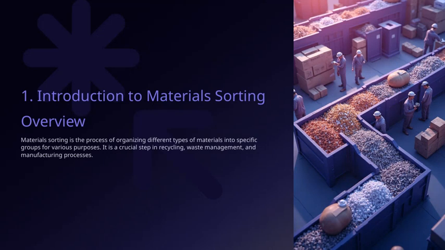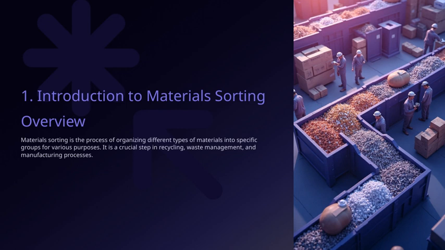Today, I want to introduce you to the concept of materials sorting. Essentially, materials sorting is all about organizing different types of materials into specific groups. This might sound simple, but it plays a really important role in many areas. For example, in recycling, sorting helps us separate plastics, metals, and paper so they can be processed properly. It's also a key step in waste management, ensuring that materials are handled efficiently and responsibly. And in manufacturing, sorting ensures that raw materials are categorized correctly for production.